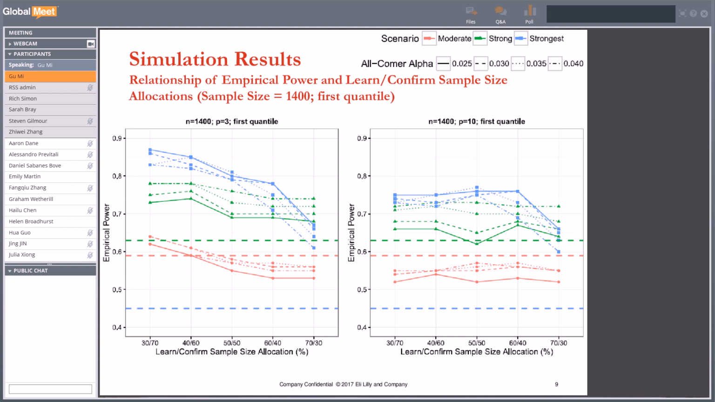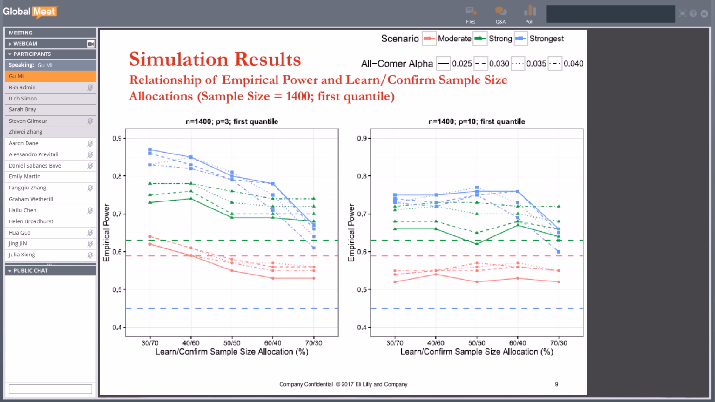So how to read this plot? The y-axis displays the empirical power, and the 5 learn-confirm patient allocations are shown on the x-axis. The colors are used to distinguish 3 scenarios of different predictive effects for the marker positive subgroup. The line types are used to distinguish the different alpha splits for the test on the all-comers. The horizontal dashed lines represent the empirical power for the one-stage design, where a single test for the treatment effect among the all-comers is performed, and there's no biomarker component.